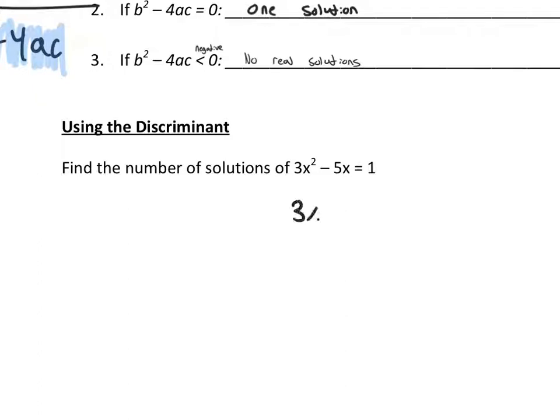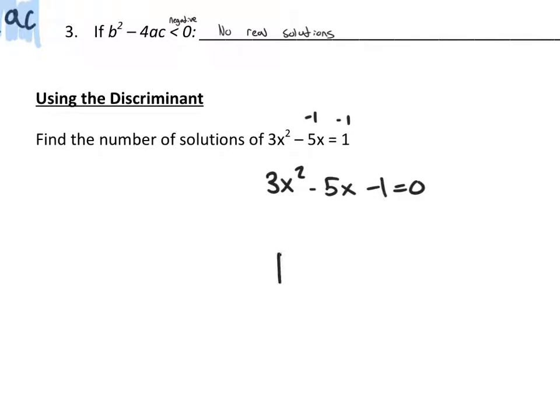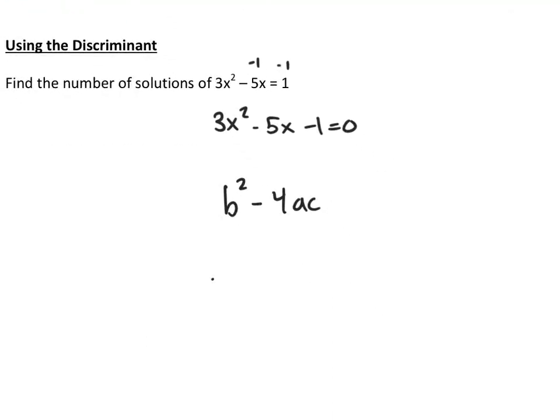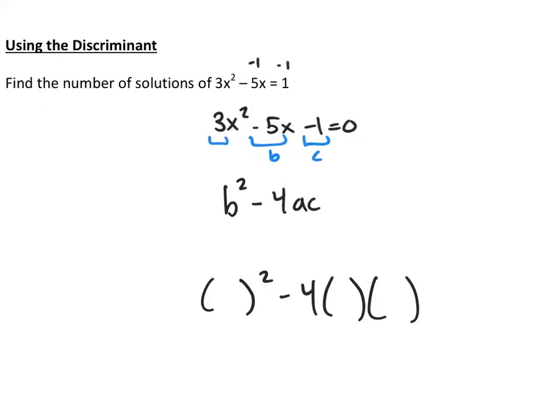So, in order to use the discriminant, it's a part of the quadratic formula, so you do need to be equal to 0. So this one, for example, would need to have 1 subtracted from both sides. And the discriminant is only the b squared minus 4ac part. It doesn't tell us what the answers are, but it tells us what type of answers that we should be expecting. So we have our b value is negative 5, our c is negative 1, and our a is 3.